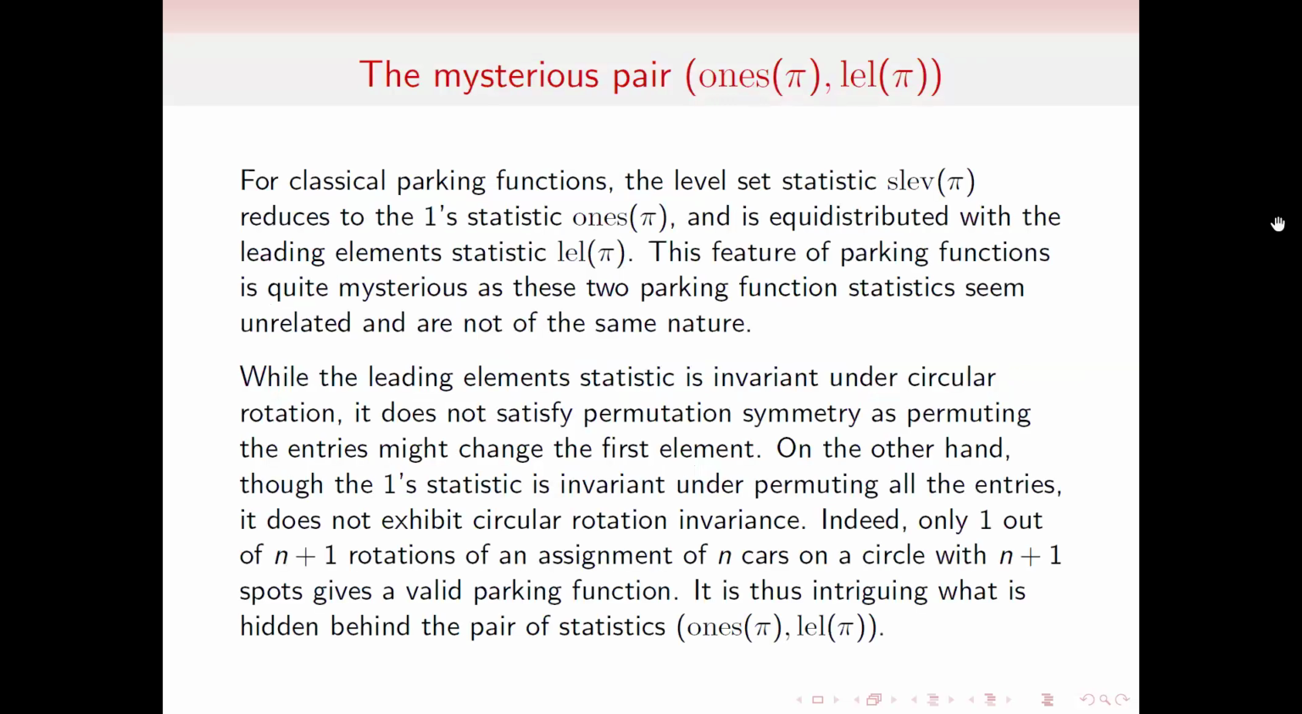All right. So now here is the thing that I kept talking about, the mystery. If we take n equals m, then we notice that the S level statistic reduces to the 1 statistic, which is widely studied. And it turns out to be equidistributed with a leading element statistic, which was never studied before. So when we found this out, we were like, wait, this is so mysterious because the two statistics are totally of different nature. The 1 statistic does not change no matter how we permute the cars. The 1 statistic will always remain the same, but the leading element statistic will not always be the same. But the leading element statistic matters when we talk about the circular rotation, and the 1 statistic gets changed. So how can it be?